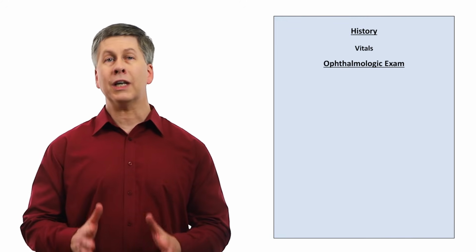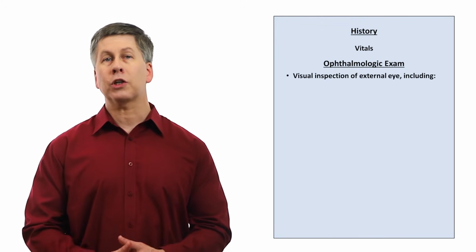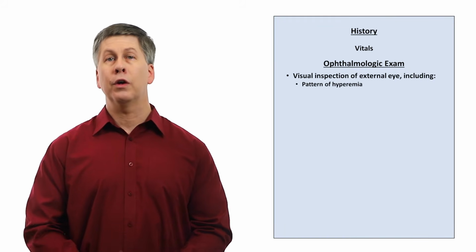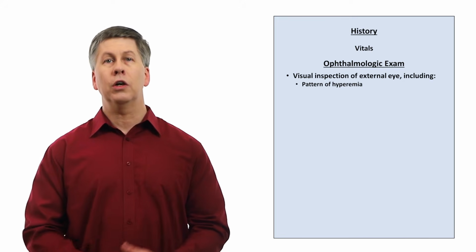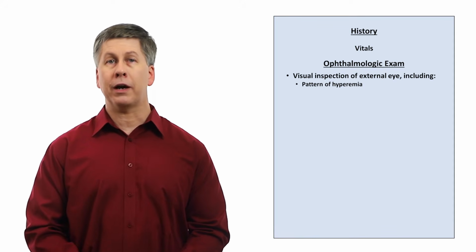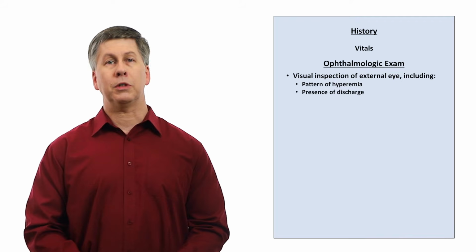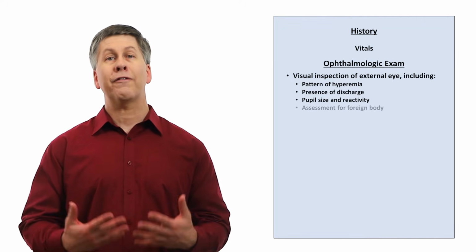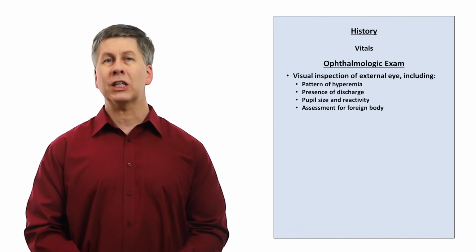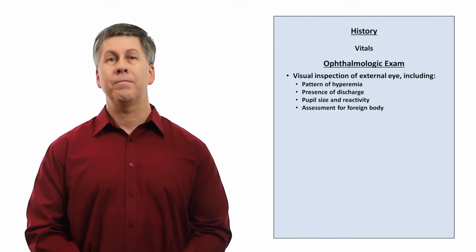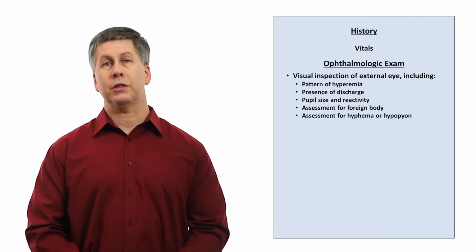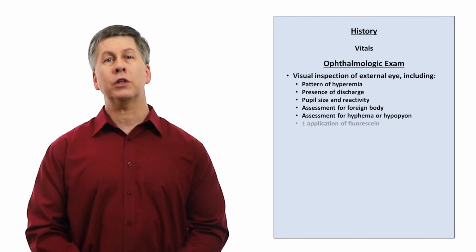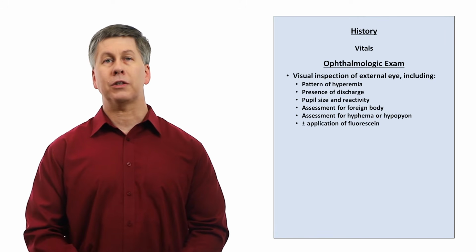With the ophthalmological exam, you should start with a visual inspection of the external eye. This should include assessing the pattern of hyperemia. For example, is there ciliary flush, or is the perilimbic region relatively spared? Is there discharge visible? What is the pupil size and reaction to light? Is there a foreign body present? This includes assessment of the underside of the lids. Is there hyphema or hypopyon present? And if there is suspicion of a corneal process, application of fluorescein can be helpful to visualize it.